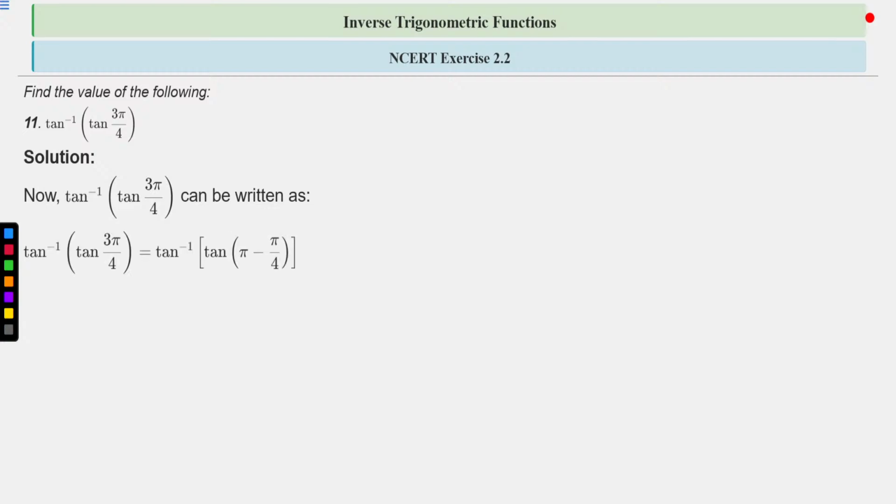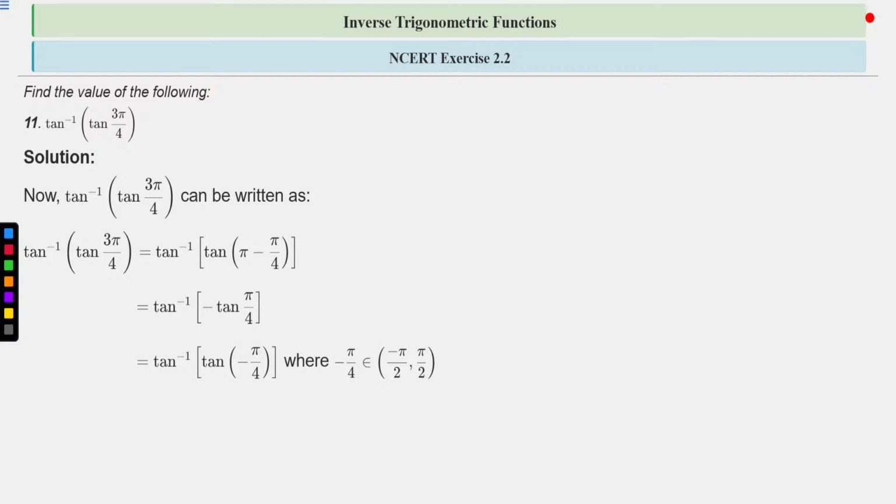tan inverse tan of 3 pi by 4. We can write 3 pi by 4 as pi minus pi by 4, isn't it? Now it will be equal to tan inverse of minus tan pi by 4, because tan of pi minus theta is equal to minus tan theta, right?